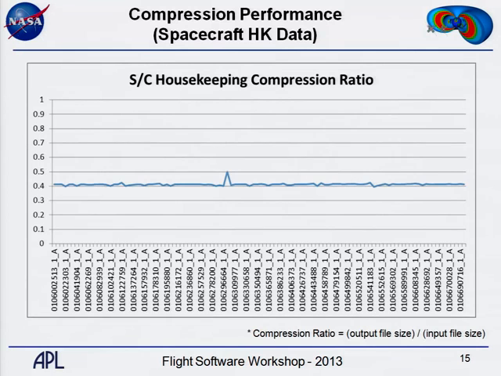So some more examples. So by data type, obviously spacecraft housekeeping compresses really well. If you think about housekeeping data, it's really a bunch of counters and voltages, temperatures, things that aren't changing a lot.